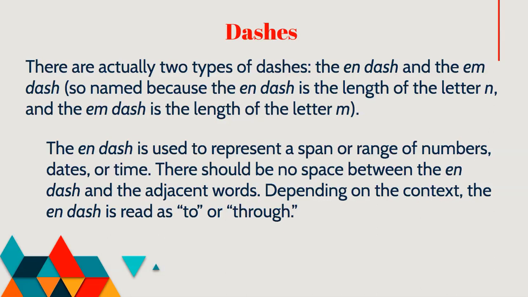So you will sometimes see spaces, at least with M dashes in certain publications, but for the most part, your best bet is to not put extra space around them. Then depending on the context, the N dash is read as to or through. So from 2019 through 2020, from 1 to 2 p.m. A little bit longer than a hyphen.